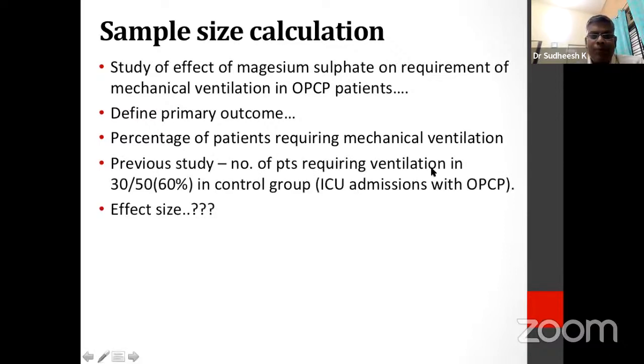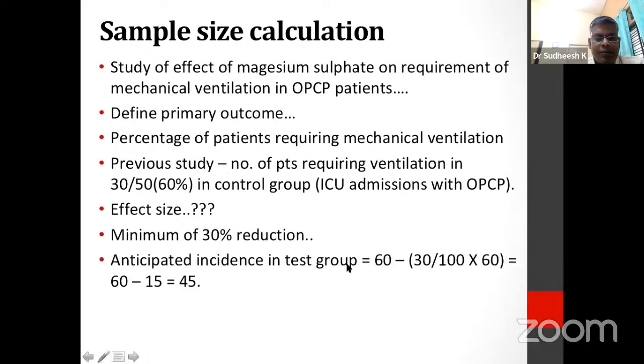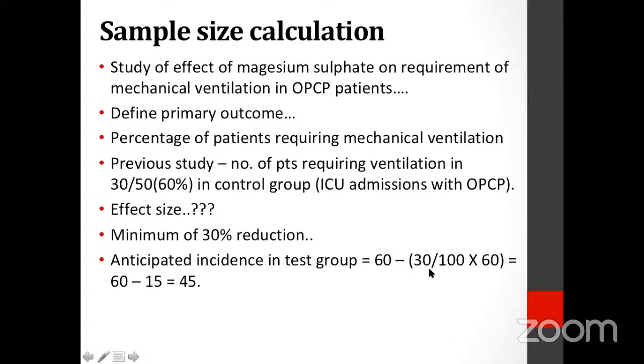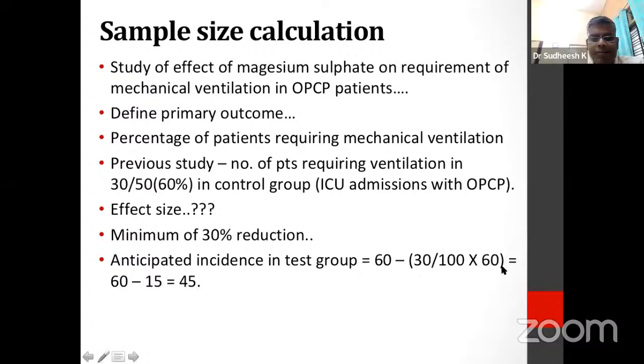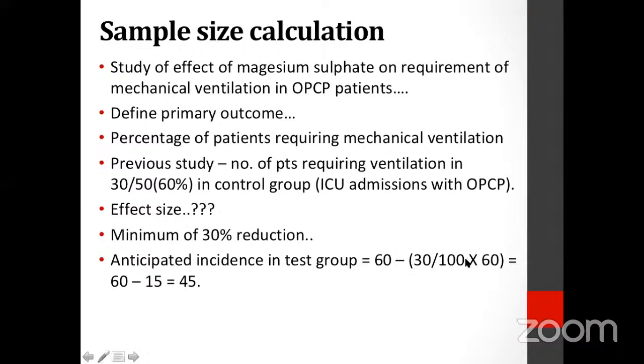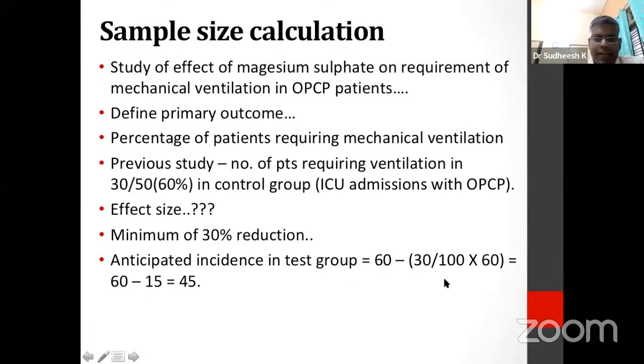In the previous study, the number of patients requiring ventilation in the control group was 60%. That is, 60% of the ICU admissions in the last month required intubation and mechanical ventilation. So what is the effect size? As I told, there should be at least a 30% reduction in this particular 60% to say that magnesium is significantly effective in reducing the mechanical ventilation requirement. So the anticipated incidence of intubation in the magnesium sulfate group would be 60 minus, now 30% reduction of 60% will be 30 by 100 into 60, so it comes up to 18.